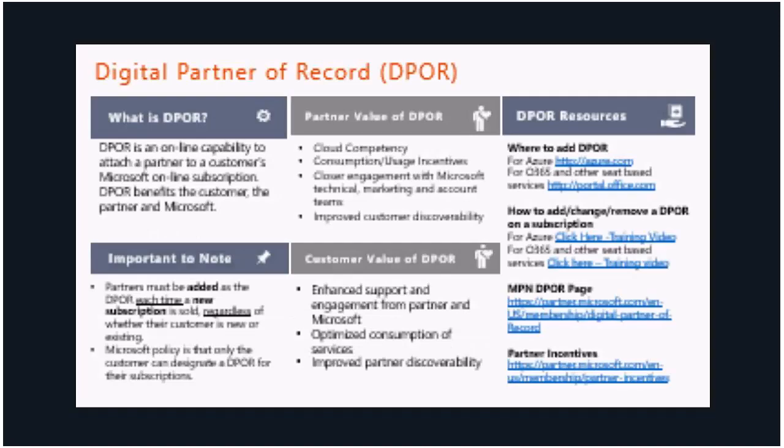Okay, so what is Digital Partner of Record? Digital Partner of Record ultimately is a qualification for MPN cloud competencies. It qualifies you for cloud incentives once the competencies are attained, and then it also enables you to have a single view of the reporting into revenue usage consumption driven by the customer.